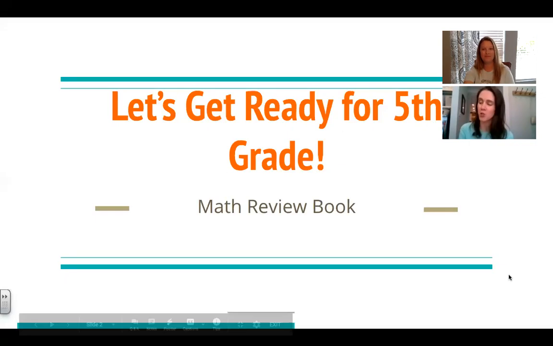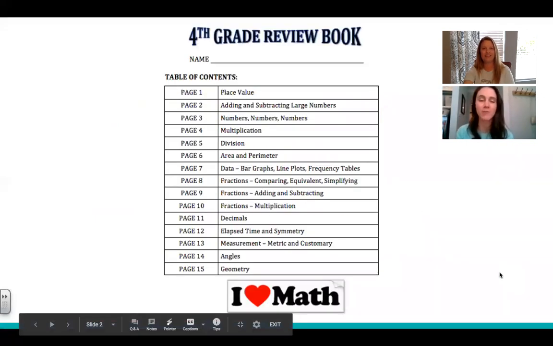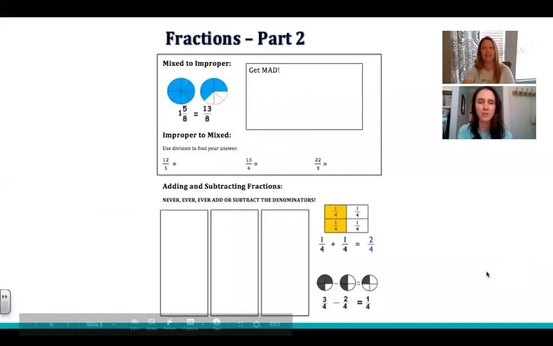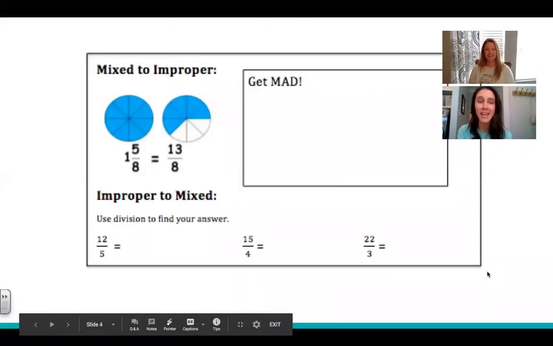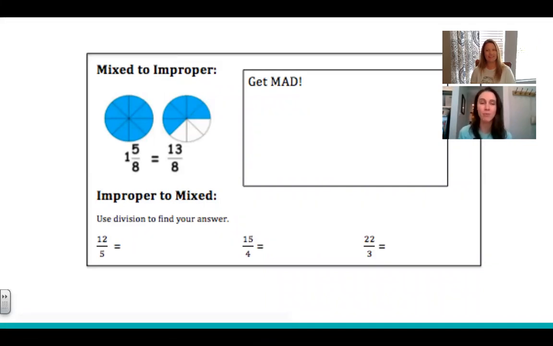You flip to page 9. So it should say fractions, part 2 at the top, page 9 in your book. All right, so it looks like this. And I'm going to start with mixed to improper and improper to mixed. So get mad and get glad. This is my favorite one.